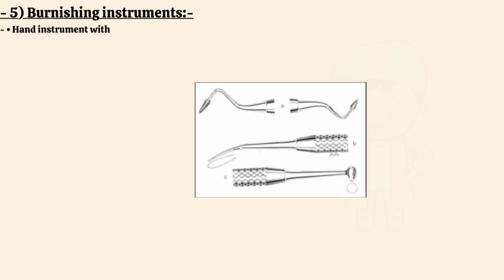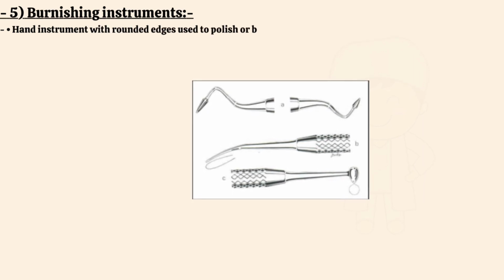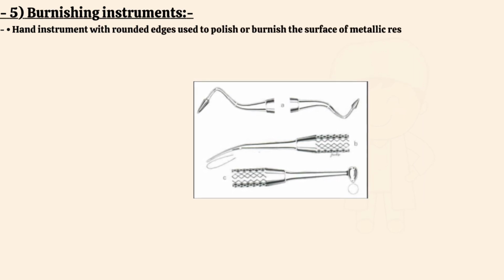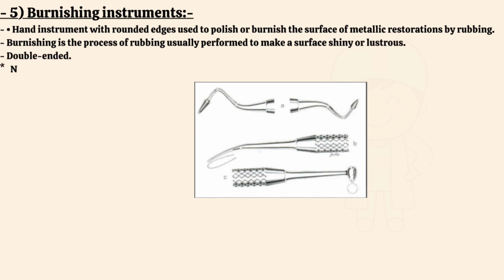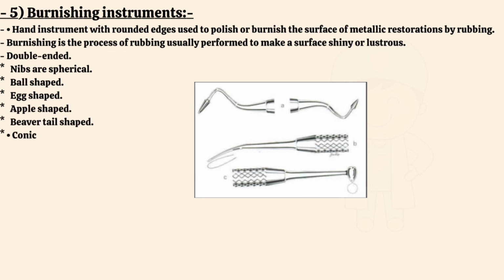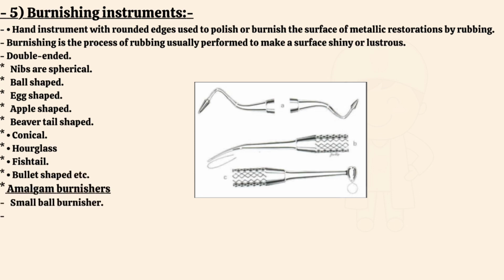5. Burnishing instruments. A hand instrument with rounded edges used to polish or burnish the surface of metallic restorations by rubbing. Burnishing is the process of rubbing, usually performed to make a surface shiny or lustrous. Double-ended. Nibs are spherical, ball-shaped, egg-shaped, apple-shaped, beaver tail-shaped, conical, hourglass, fishtail, bullet-shaped, etc. Amalgam burnishers: small ball burnisher, beaver tail or egg burnisher, anatomic burnisher.